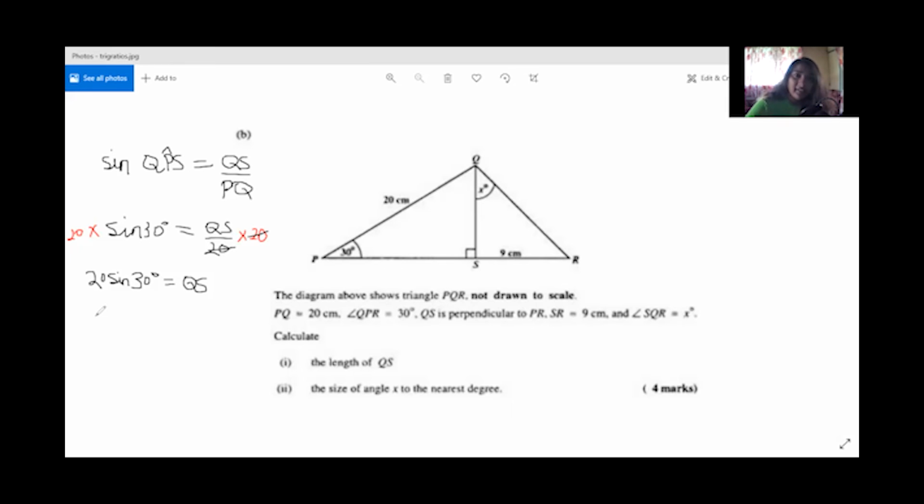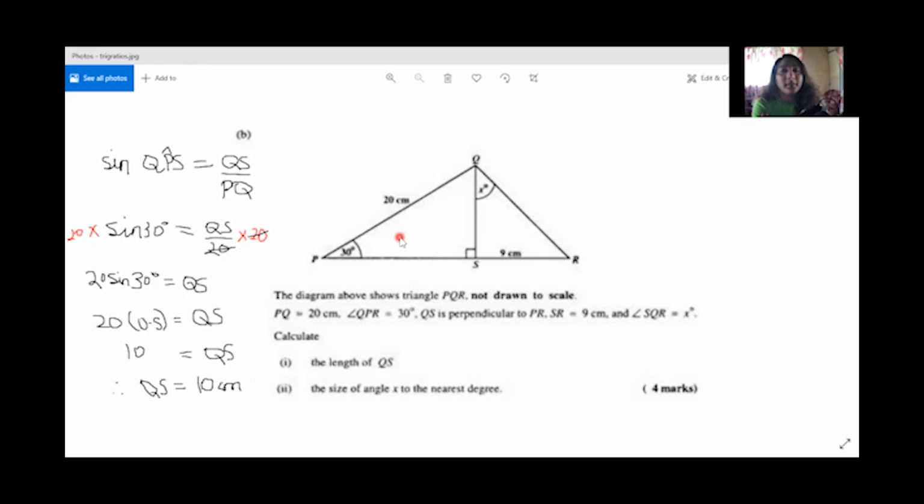Now that we've evaluated sine 30, let's substitute the value into our equation here. We'll get 20 times 0.5 is equal to QS, which will give us, because 20 times 0.5, the length of QS to be 10, and our units, centimeters. So we'll state that QS is 10 centimeters, and we have our answer. So this is how we apply the sine ratio here.